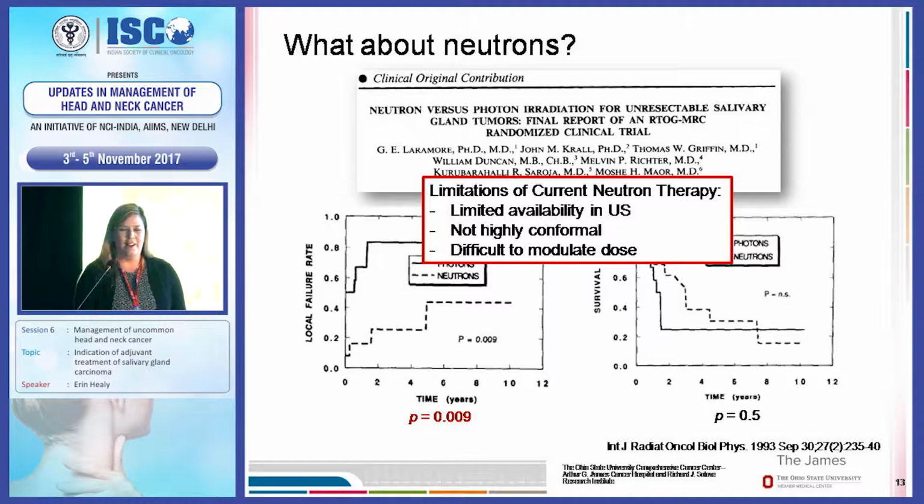And I don't know how many people here use carbons, but carbons are actually emerging. I don't have a slide on it, but carbon therapy is actually emerging as another alternative for unresectable salivary glands.